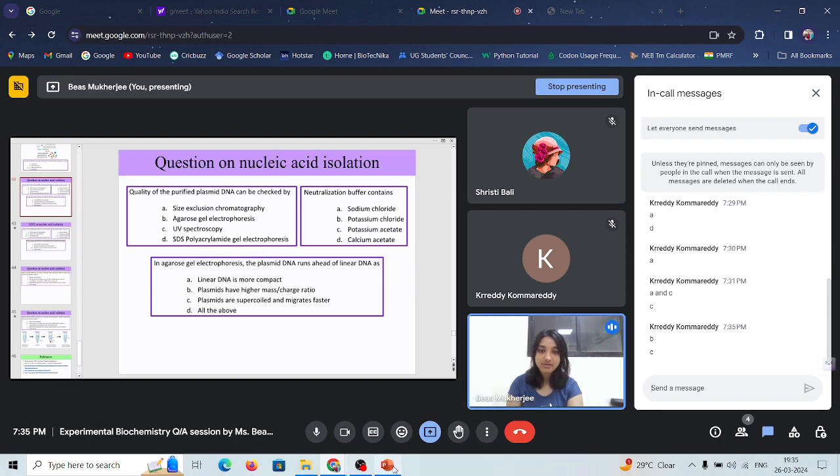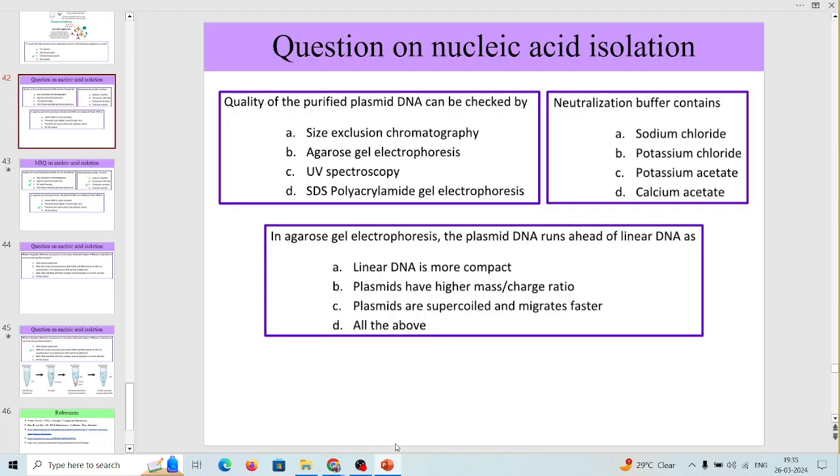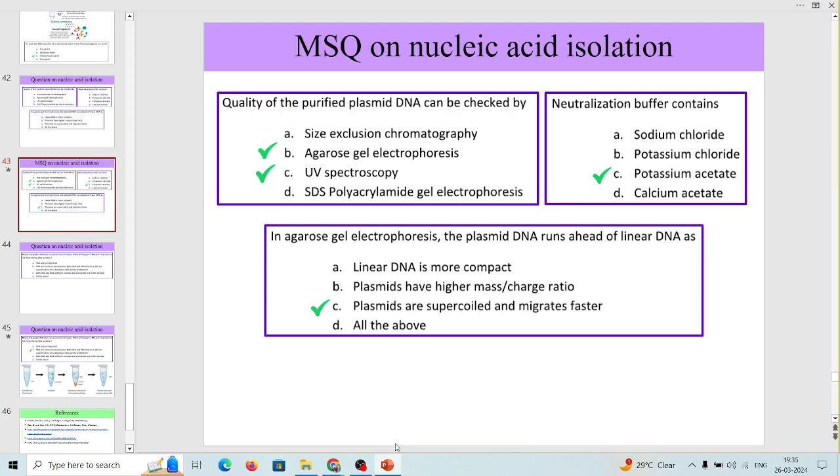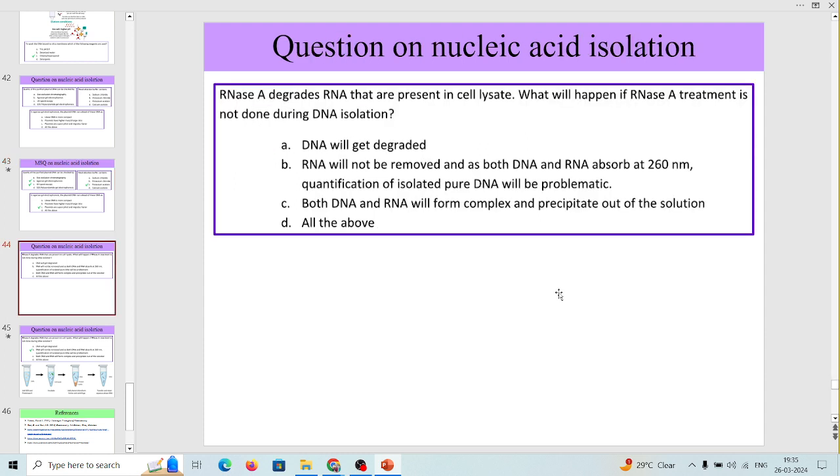And then for the last question, it is C. So in this case, you can do UV spectroscopy, you can do agarose gel electrophoresis. For this question, it is C, and again for this question, C would be the right answer. Fine.